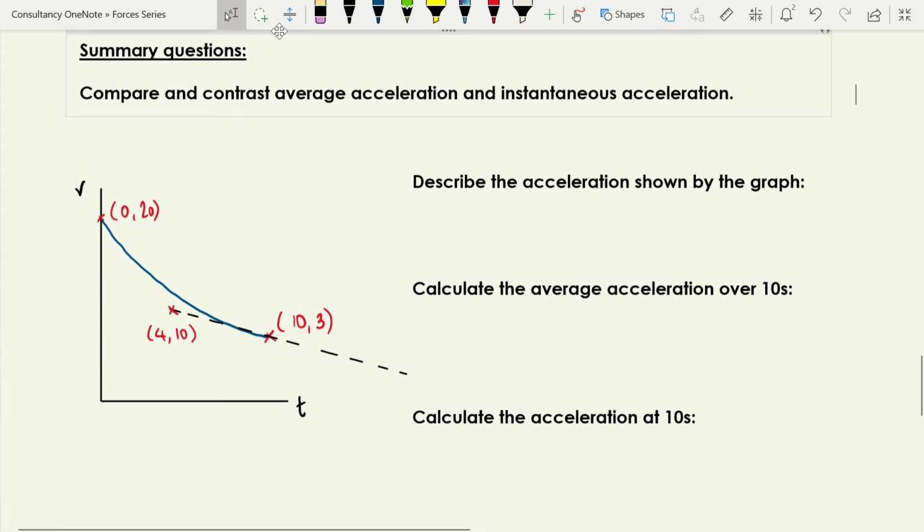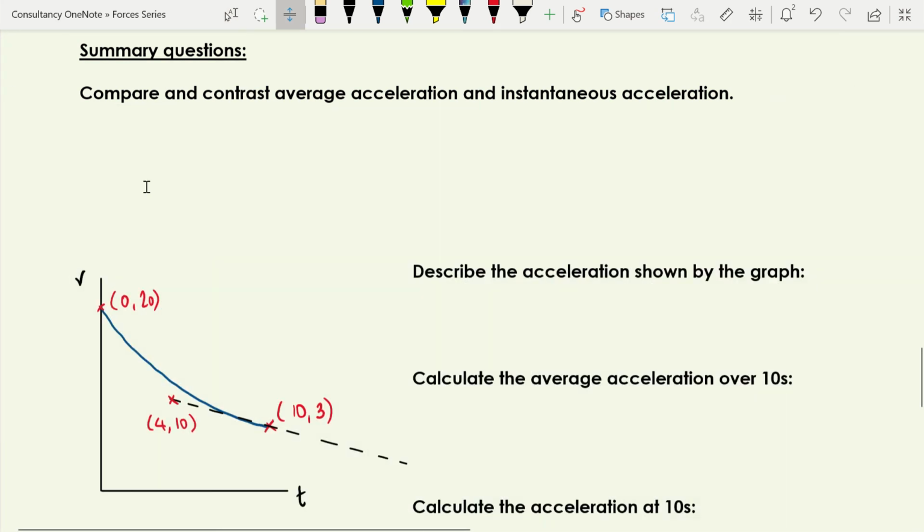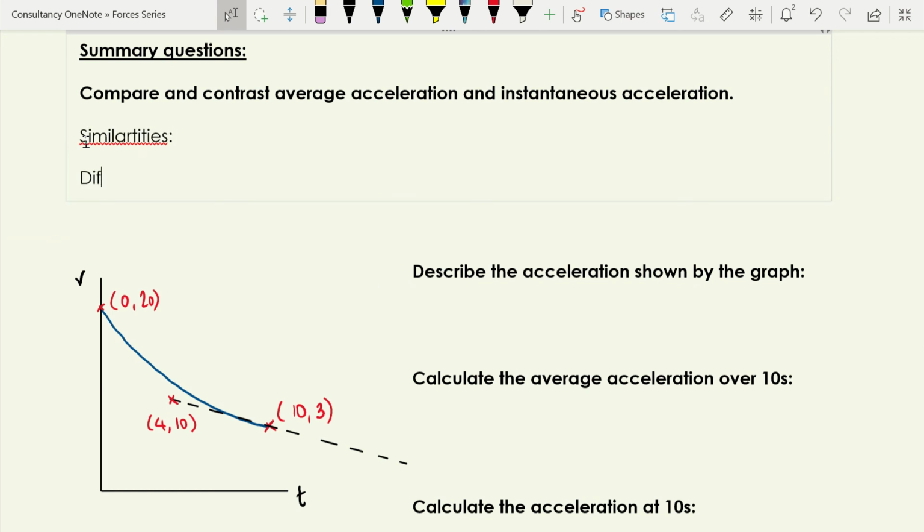All right, so let's review it now you've had a chance to have a go. I'll create a bit more space. So as I said, when you see this compare and contrast, what we want to do is find the similarities and find the differences. And I clearly can't spell similarities today. So what are some similarities?